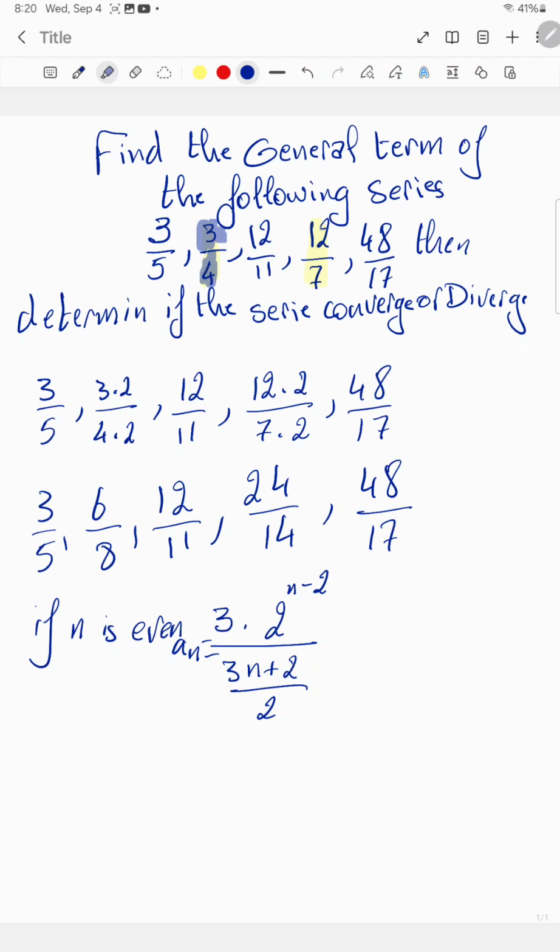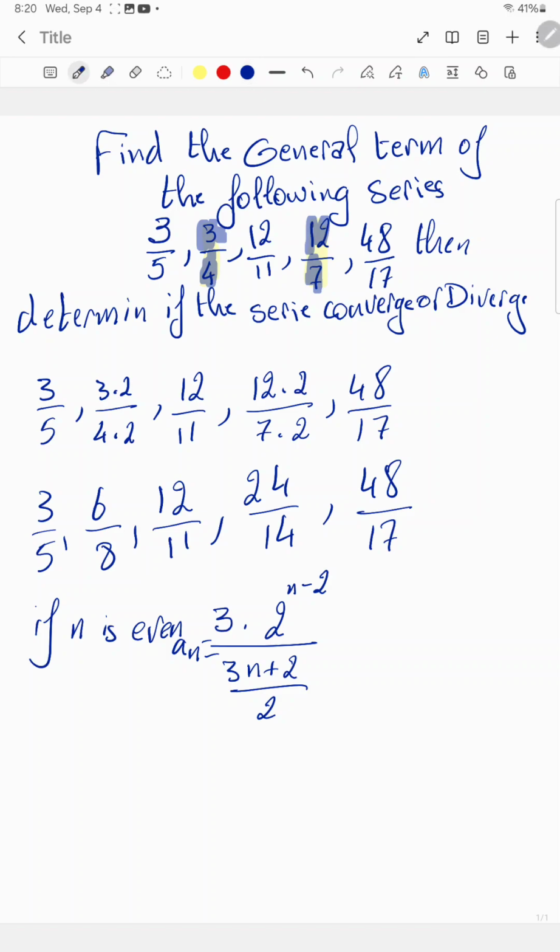If I take the fourth term, n equal to 4, 4 minus 2 is 2, 2 to the power of 2 is 4, 4 times 3 is 12, and this is how I get my 12. And in the denominator, 3 times 4 is 12, 12 plus 2 is 14, 14 divided by 2 is 7, and this is how I got my 7. I will find the sixth term later on when we do the series.